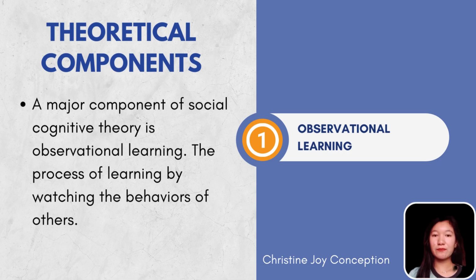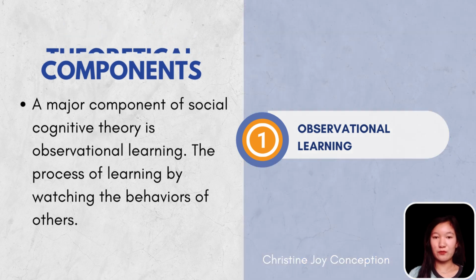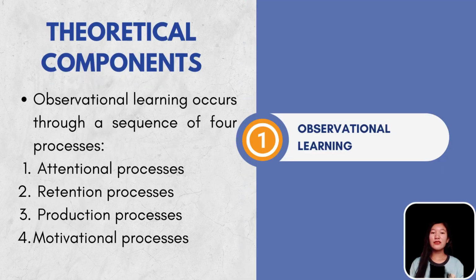This asserts that people can witness and observe a behavior conducted by others and then reproduce it by action. This is often exhibited through modeling of behaviors. If an individual sees a successful demonstration of behavior, they also complete the behavior successfully. Observational learning occurs through a sequence of 4 processes. The first one is attentional processes.